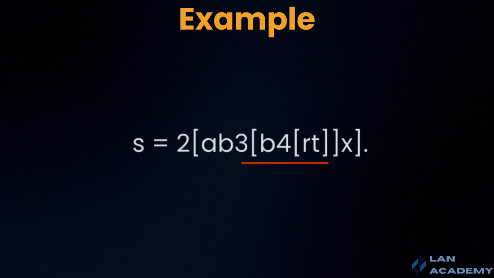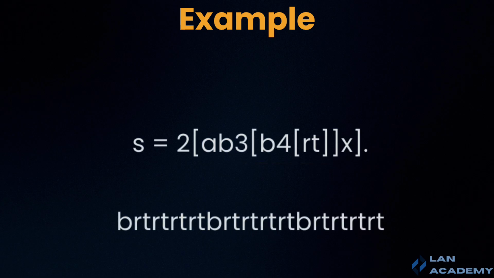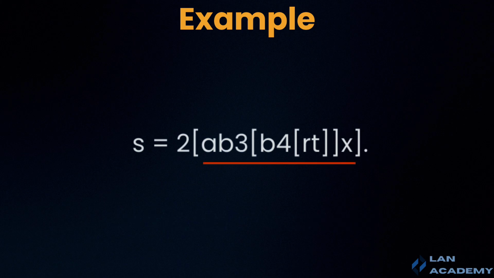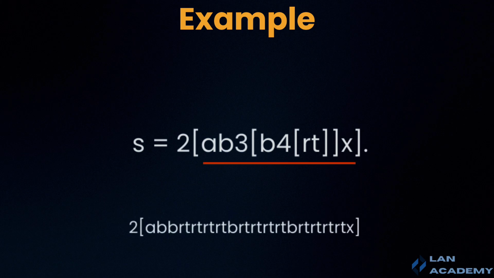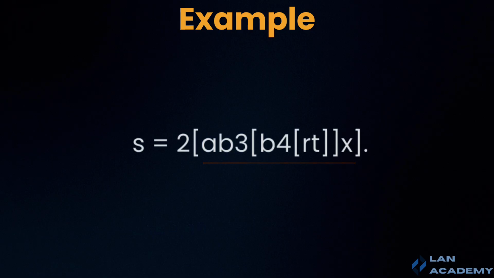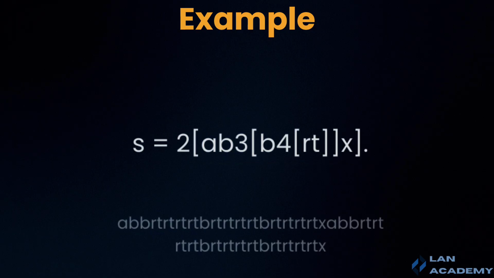Afterward, we move on to the next innermost bracket, which is 3[B4[RT]], the expanded version. When we expand this, it will look like this. Then, the string updates to this. And finally, we expand the entire string by repeating the long sequence of characters twice. When it's expanded, it will look like this.